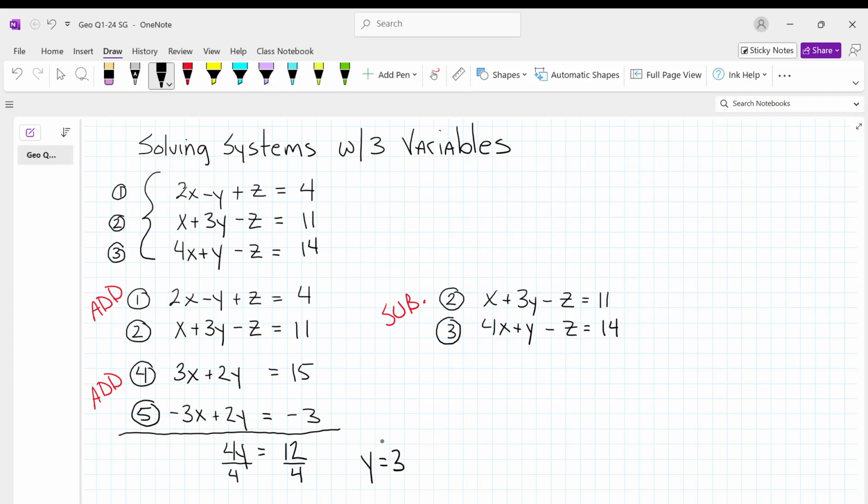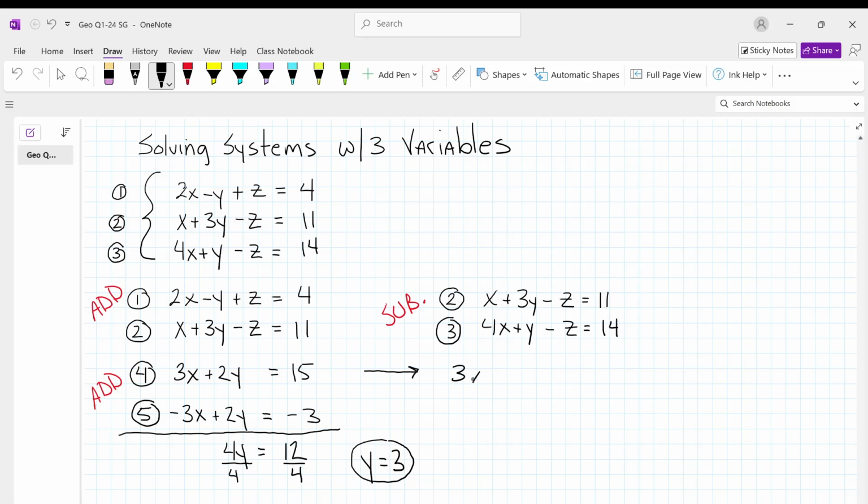Now, once you solve for your first variable, you're going to go back to either equation 4 or 5, and you're going to substitute, okay? If you know what y is equal to, you can substitute into equation 4 or 5 and solve for x. So I'm going to substitute into equation 4.